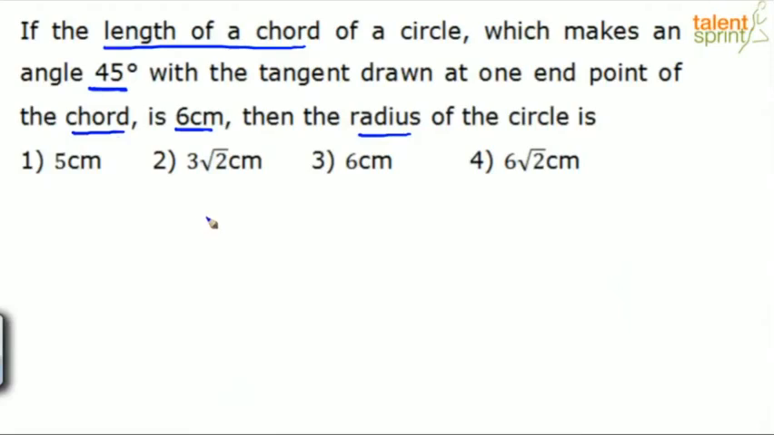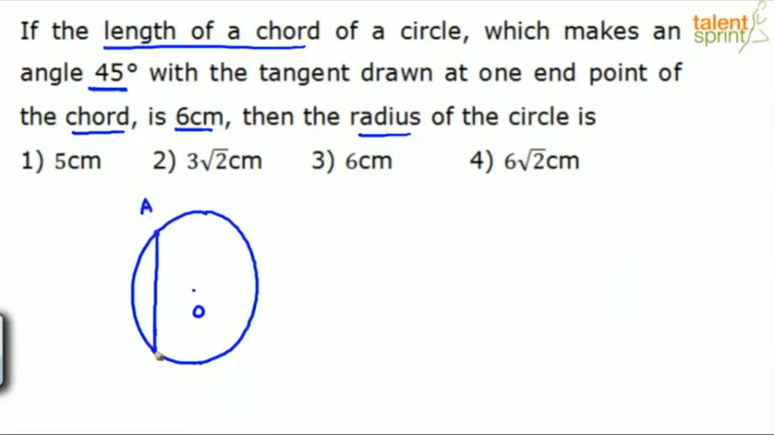Let's take a circle. This is a circle, let's say the center is O. And let's say here is the chord. Let's name it. Let's say the chord is AB. Right? AB is the chord. What is the length of the chord? 6 centimeter. Right? 6 centimeter is the length of the chord.